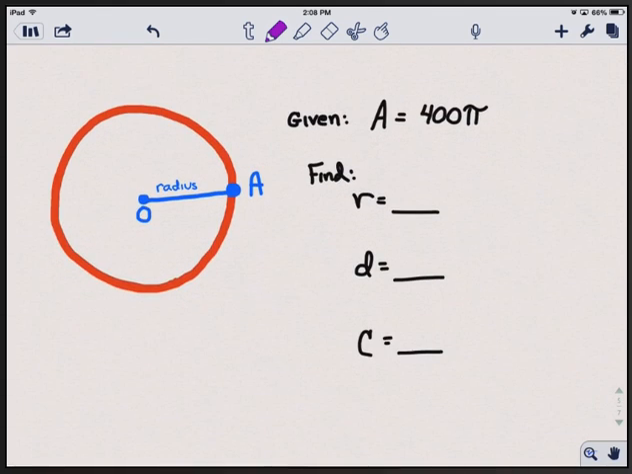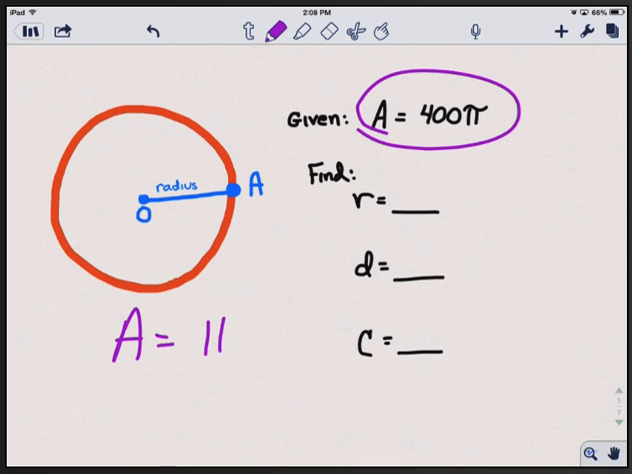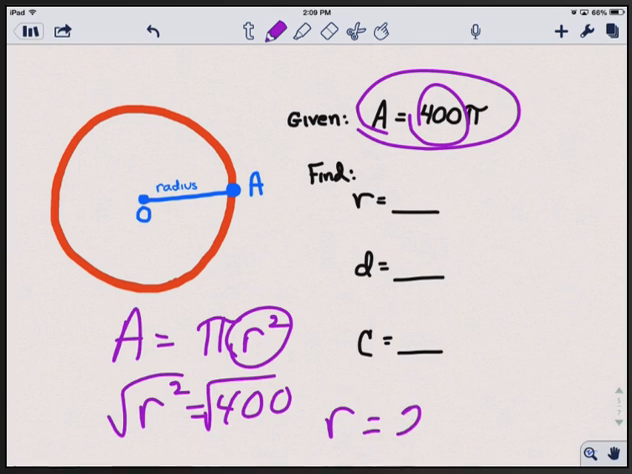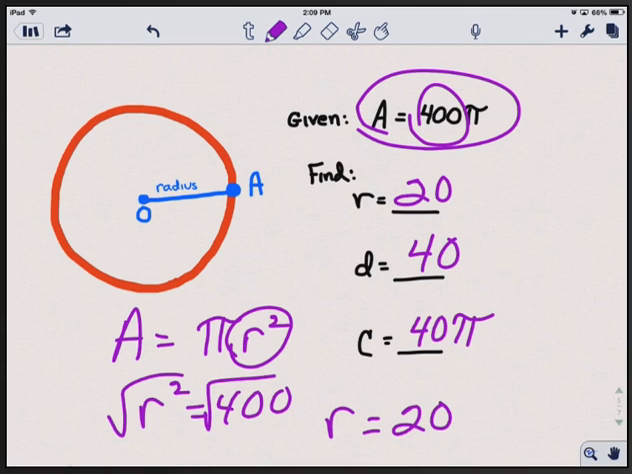And likewise, when the area is given, the area equals pi times the radius squared. So the radius squared is really the number in front of pi in the given value here. So if the radius squared equals 400, the radius equals the square root of 400, which equals 20. So if the radius is 20, the diameter is double that. The diameter times pi gives you the circumference. So we have that answer.